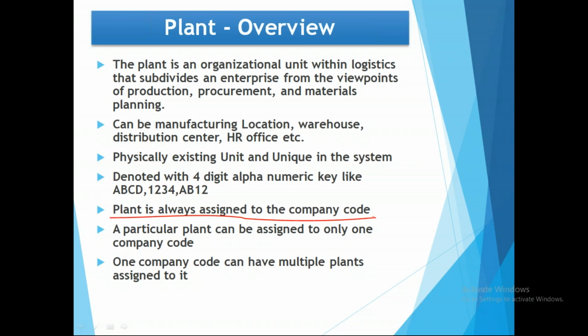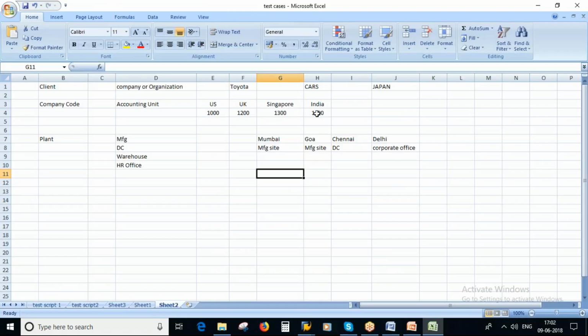A plant is always assigned to a company code. I will show you this in the system. A particular plant can be assigned to only one company code, and one company code can have multiple plants assigned to it. That means if you see it here, India is the company code. Under the India company code, you can have multiple plants. Let's say this plant you can call 1411, this one 1412, this plant Chennai 1413, and Delhi 1414. So a 4-digit code.